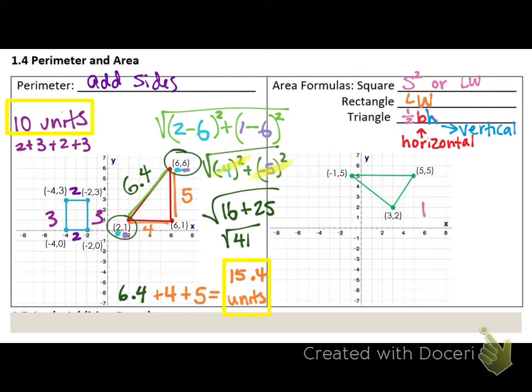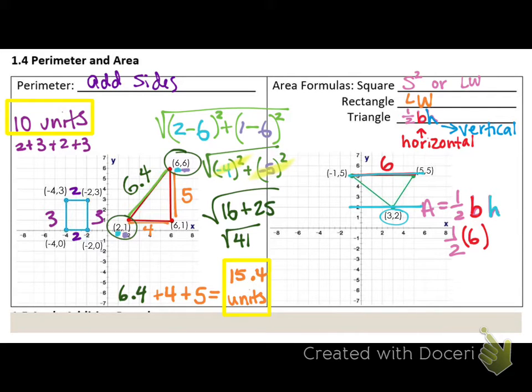This is a triangle, so area equals 1/2 base times the height. So let's find the length of the base. The base will always be horizontal, so what is the length of my base? Starts at negative 1,5 and ends at 5,5. 6. Correct, it's 6. And then my height, it's always vertical. It's just how tall the triangle is from the very bottom to the very top. So the very bottom, it's at 3,2, and the very top, it's at 5,5 and 1,5.